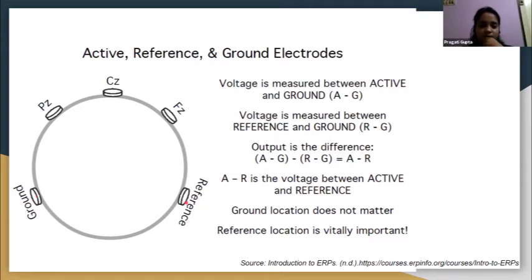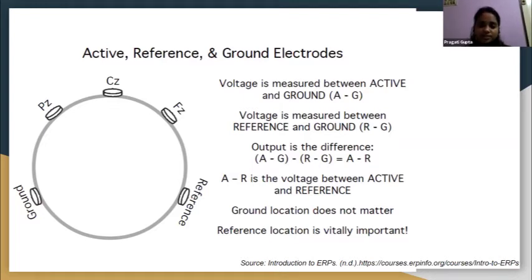So how it is important: the voltage is measured between the active and ground. Firstly, the active electrode is subtracted from the ground, then the active electrode is subtracted from the reference. So the ground is cancelled and we get active minus reference. That is the voltage between these two points, which means any activity we observe from those underlying neural generators is the activity from the active and the reference electrodes.